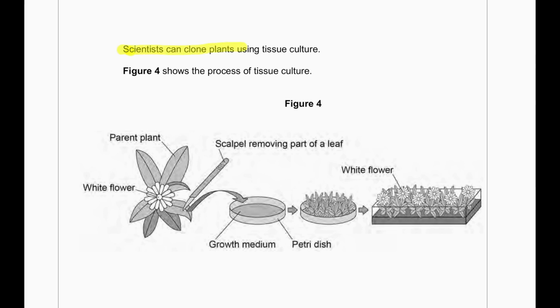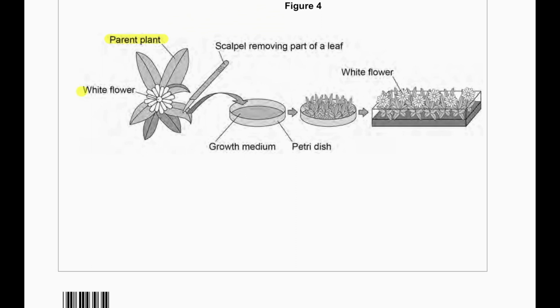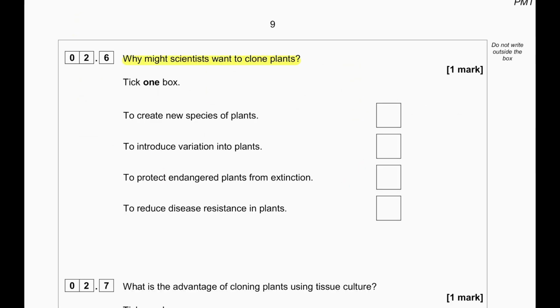Scientists can clone plants using tissue culture. Figure 4 shows the process of tissue culture. We can see the parent plant, with a white flower, and we're using a scalpel to remove part of a leaf. Then we're putting that part of the leaf in a growth medium where the cells can separate out and individually grow, and then we can see those plants growing to produce the same white flower. So technically, from this particular plant to these new plants, we have cloned the plant. Why might scientists want to clone plants?